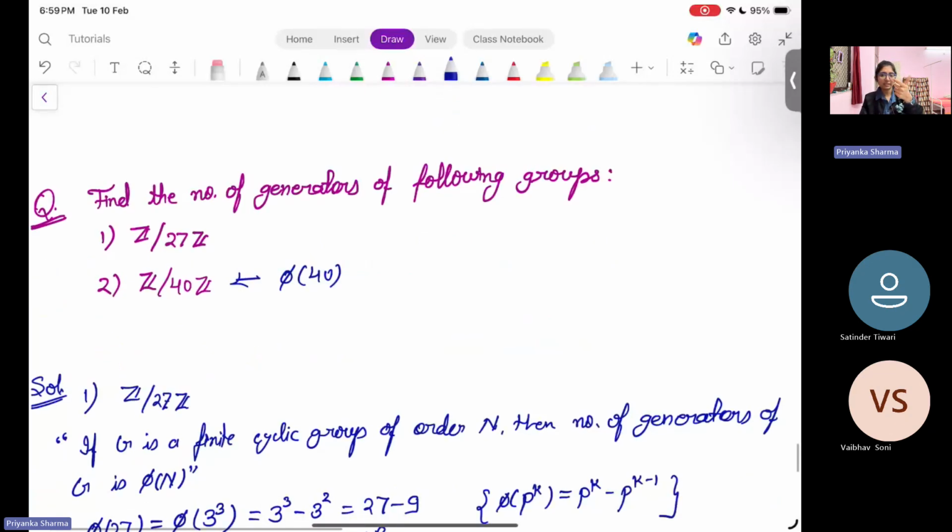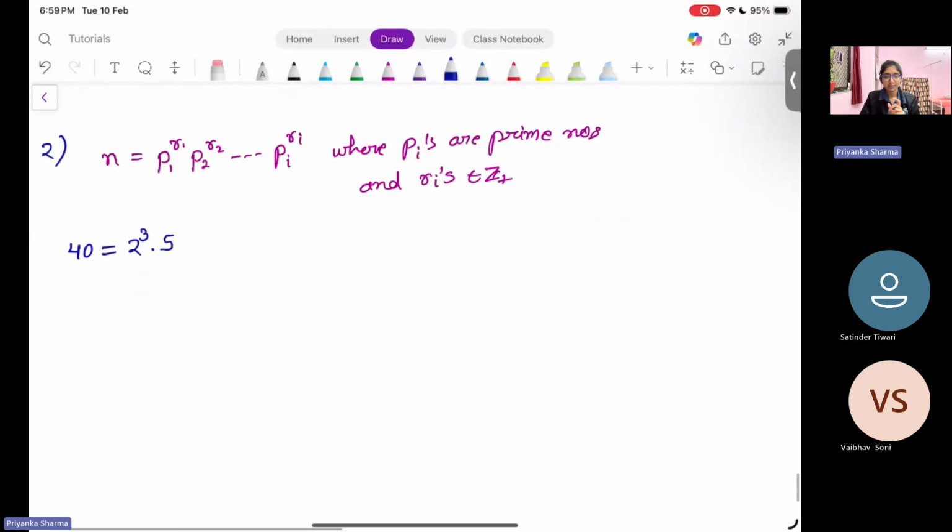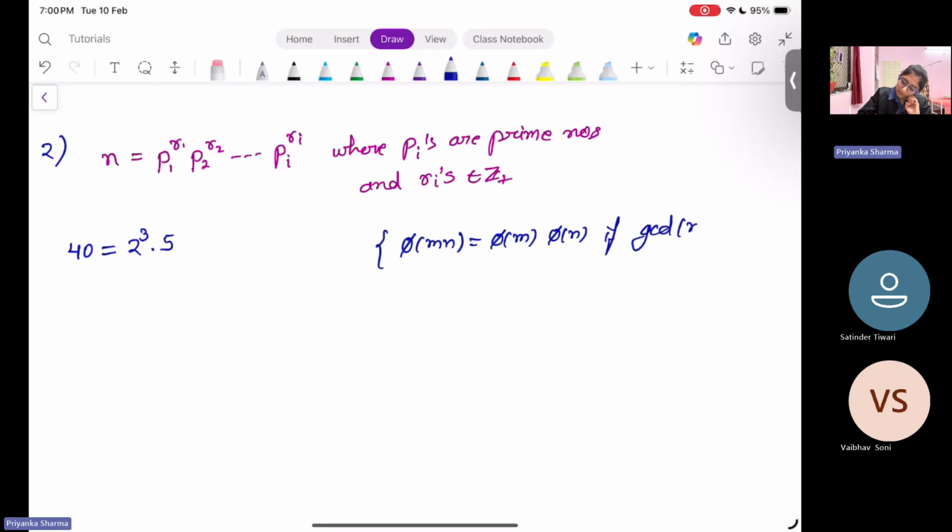Whenever you have a random number and you have to calculate its phi, first you write that number in prime factorization form like this. And then you apply this: phi of mn is phi of m times phi of n if GCD of m and n is 1. Why do we use this theorem? Because here all the terms are relatively prime. This is the meaning of writing a given number n in prime factorization form.